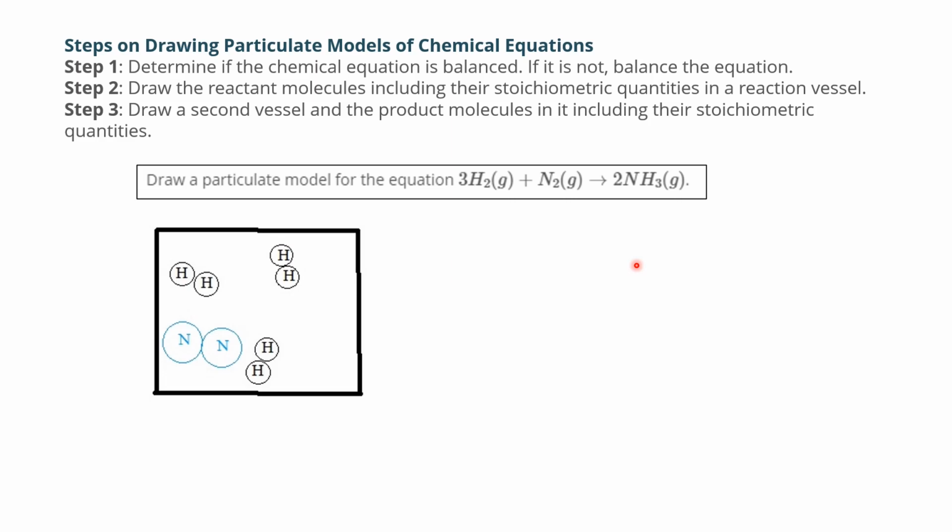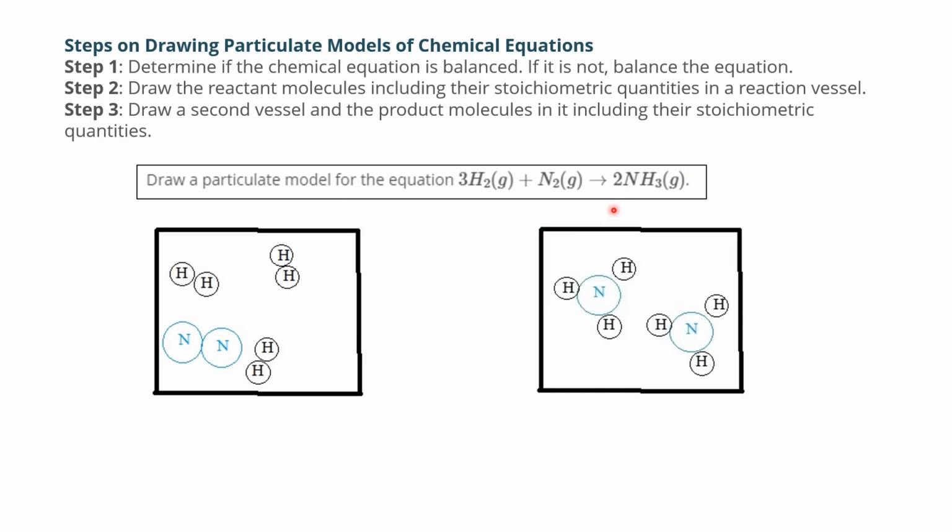Now for the reactant molecules you can see that N2 is only 1 mole, so we will just draw 1 N2, and H2 is 3, which means we have to draw 3 H2 molecules. Now once we are done with this, we need to draw the products. For the products you can see that there are 2 NH3. Now 2 NH3 means we will draw 1 N and 3 hydrogens bonded to it. But there are 2 moles of this, so we'll draw 2 of this NH3, and this is how we can show the particulate models of chemical equations.